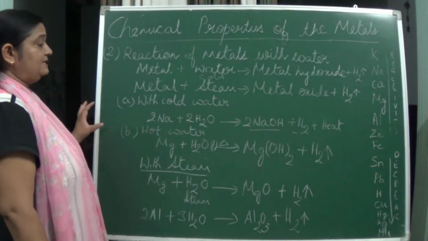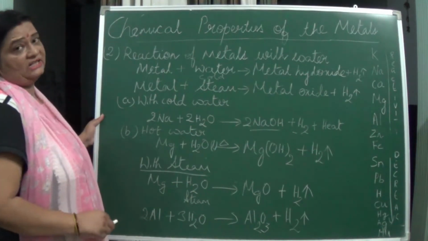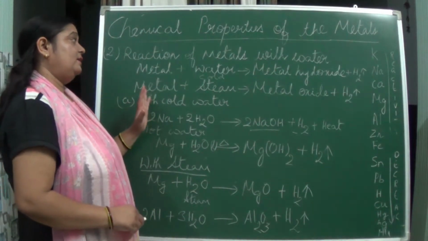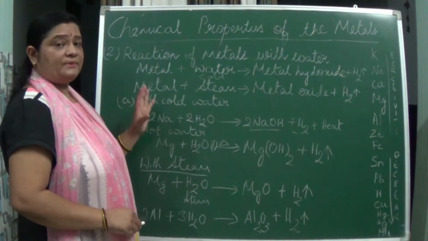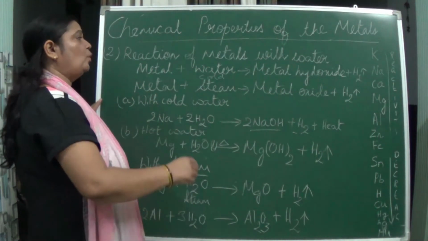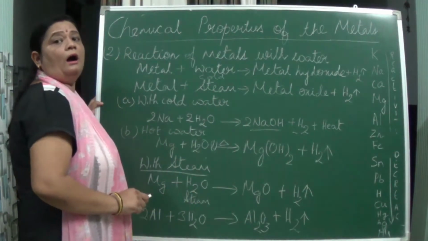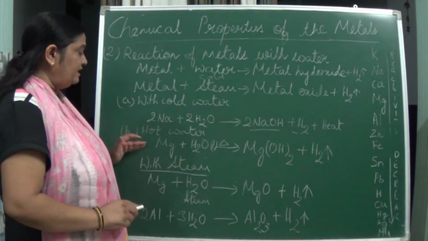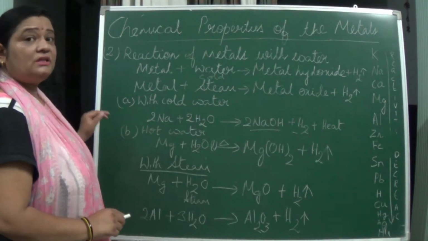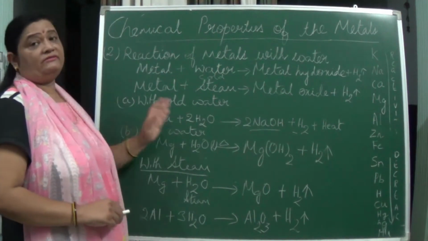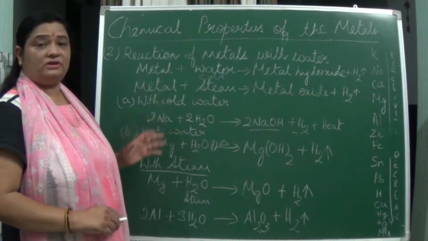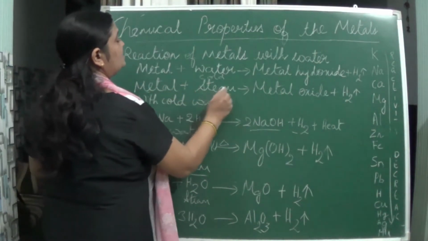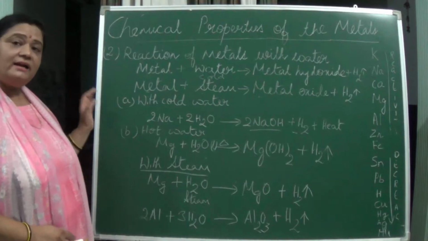Now let's see what happens in the case of calcium. Calcium does not react with cold water, but it reacts with warm water. In the presence of warm water, calcium gives calcium hydroxide and hydrogen gas is given out. When we come to magnesium, magnesium reacts with hot water to give the corresponding magnesium hydroxide, and hydrogen is given out. But what happens with steam? When a metal reacts with steam, it forms metal oxide and hydrogen is given out.